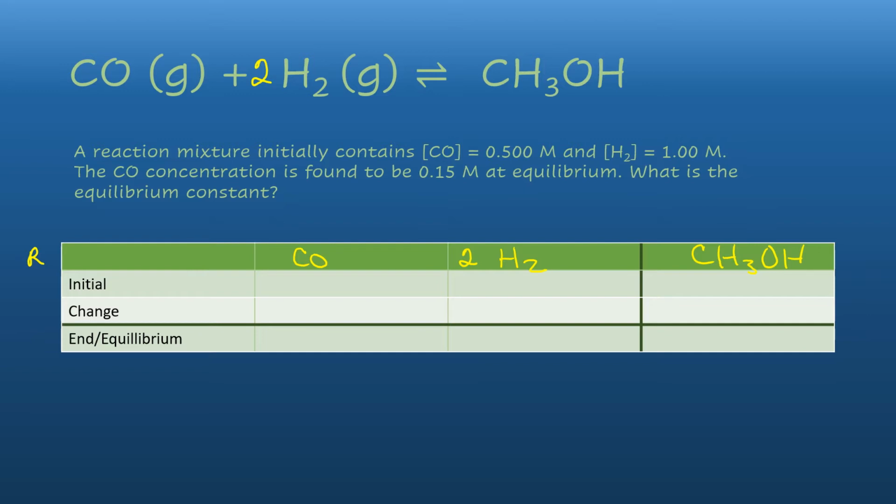So initial, it says that a reaction mixture initially contains 0.5 moles of CO, so 0.5 moles, and 1 mole of H2. And I'm changing my color just because the 5 was a little hard to read. And then, of course, at the initial, we have no products.